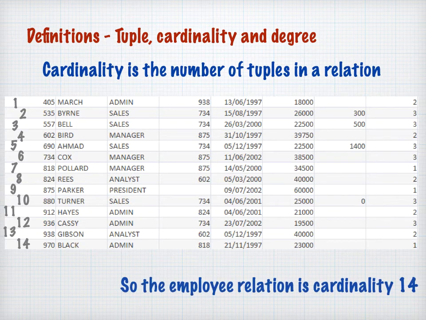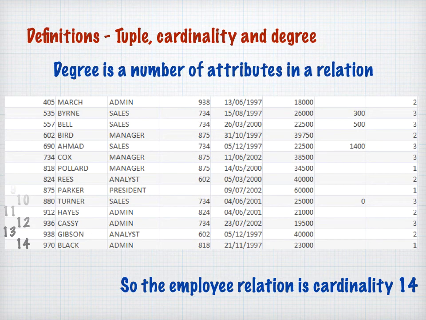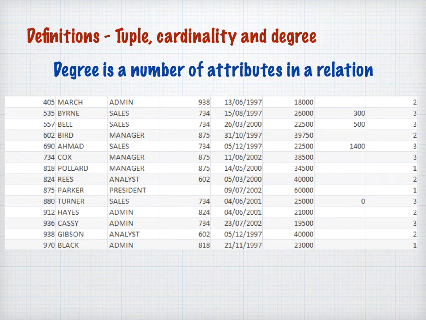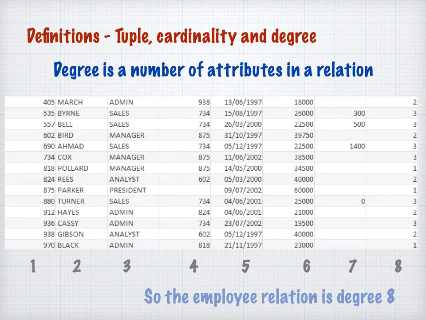And so we would say that has a cardinality of 14. Now I'm just putting these words into the slide so that you see them if you do any of the background reading. To be fair, I don't talk about degree and cardinality that much. Degree is the number of attributes, so in other words it's the number of columns. And so we would say that this has a degree of 8.